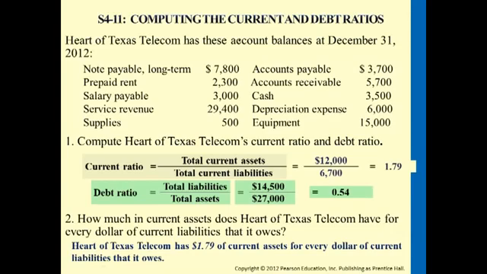Okay, so last line here really just means for every dollar of liability, you have 1.79 current assets to cover for it. That's what the ratio means.